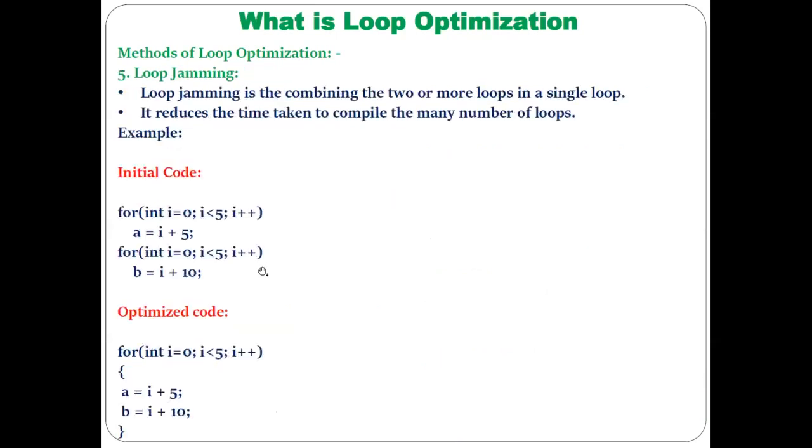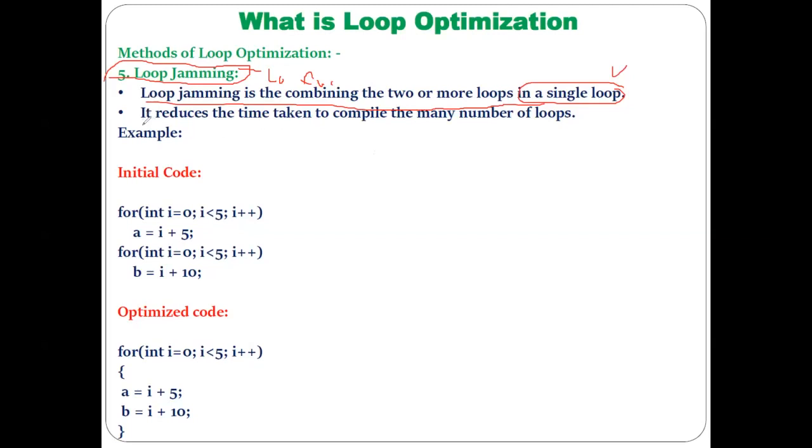Okay. Now the last method we have here is loop jamming. What? Loop jamming. Loop jamming is combining two or more loops into a single loop, which is also considered loop fusion. There is another name for this technique: loop fusion, where we combine two or more loops into a single loop. Or we can also call it loop merging.